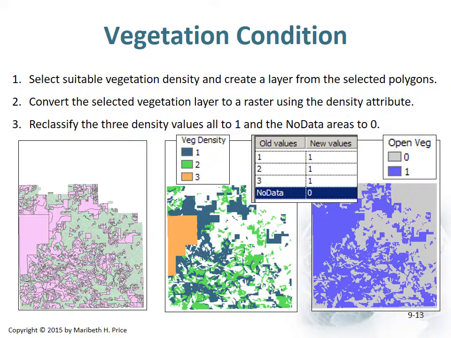And so we convert the polygons to a raster, recode them, reclassify them, and that produces 1's and 0's. 1's where we have meadows and sparse forest cover, 0's where it doesn't meet that condition at all.